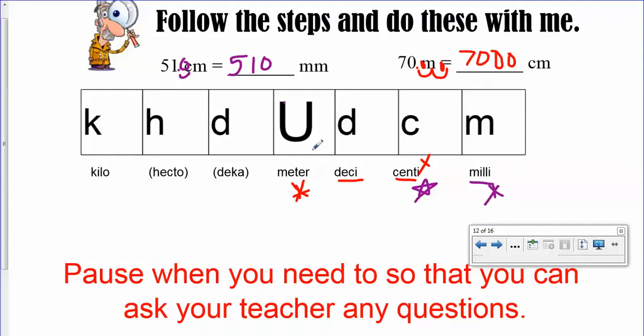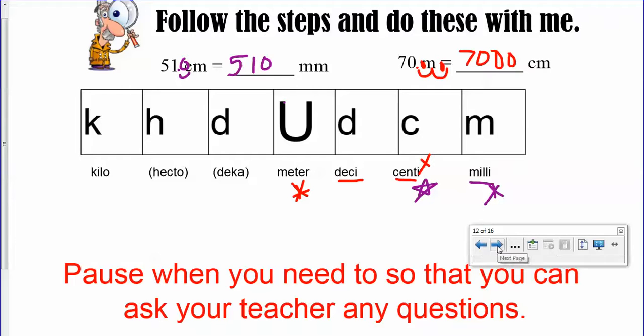It makes sense because 51 centimeters are bigger than millimeters, so it makes sense that I'm going to have more millimeters because millimeters are smaller than my centimeters. So I'm going to have to use more of those millimeters to make up for the space that centimeters take up. So it makes sense 51 centimeters is equal to more millimeters. Same here, 70 meters is equal to more centimeters because centimeters are smaller than meters, and therefore you need more centimeters to cover the same amount of space that 70 meters would take up.